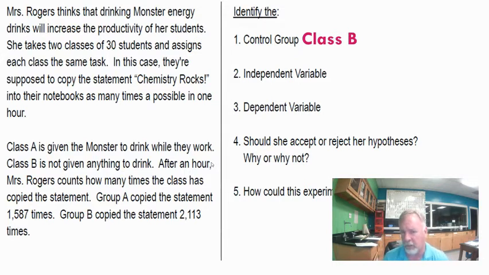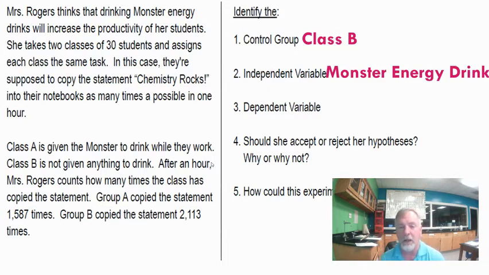What's our independent variable? Now, our independent variable is the thing we change. It's the thing we select. It's the thing we choose. It's the thing we want to test. Does this have an impact? Well, what are we testing here? We're testing whether Monster Energy will help improve her productivity. That's our variable. Did you get it? Did you not get it? We're controlling that. We're picking that.